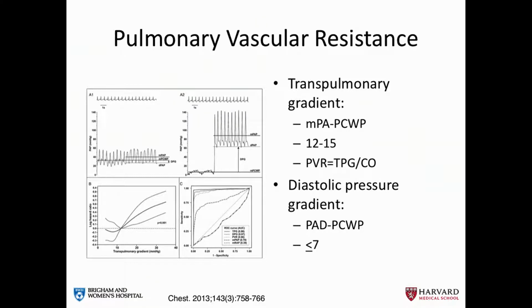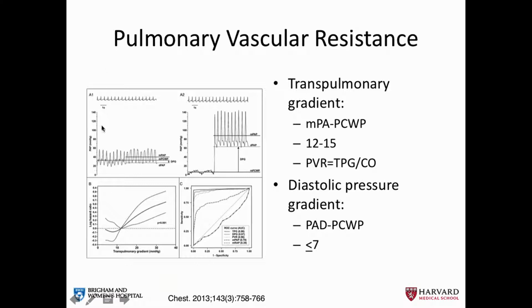Normally that should range between 12 to 15 millimeters of mercury. And remember that the pulmonary vascular resistance is calculated by that transpulmonary gradient divided by cardiac output. That just tells us the pulmonary vascular resistance. We want to know, though, is that increased resistance being primarily driven by a primary pulmonary vascular problem or a left-sided heart problem? We can get to that by looking at the diastolic pressure gradient, which is simply the difference between the pulmonary artery diastolic pressure and the pulmonary capillary wedge pressure. Normally, that should be less than 7.